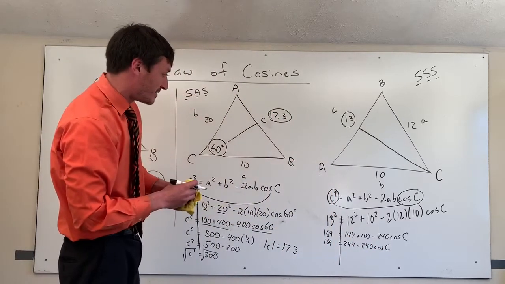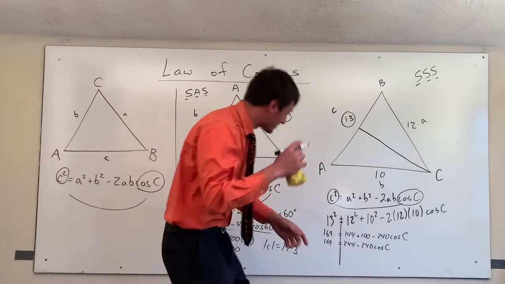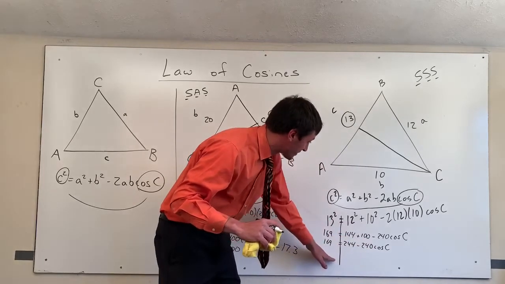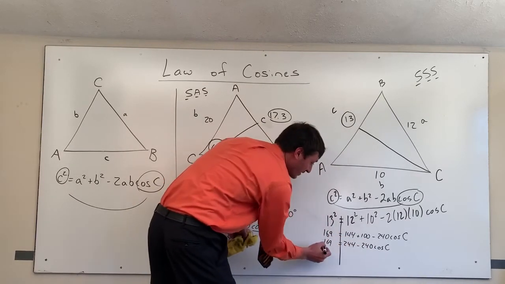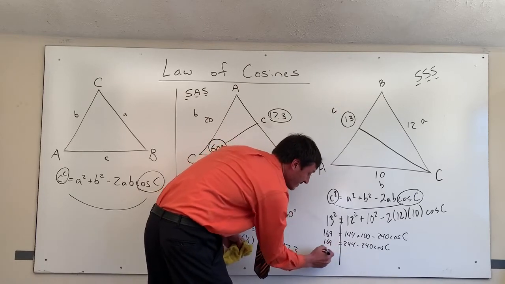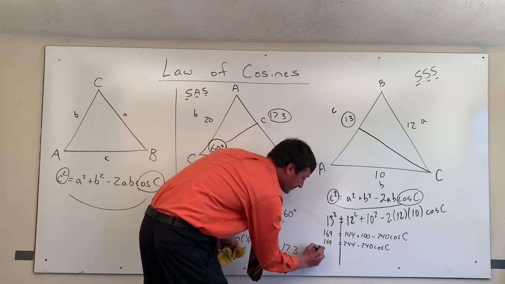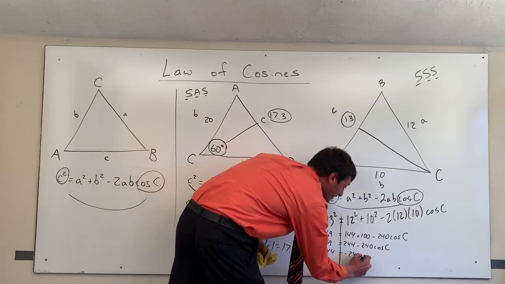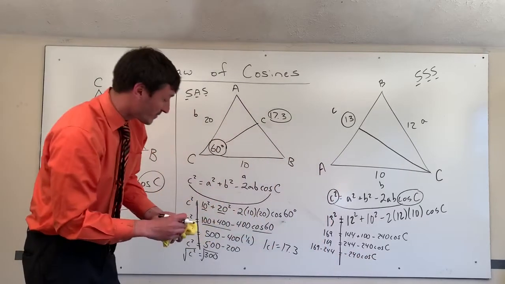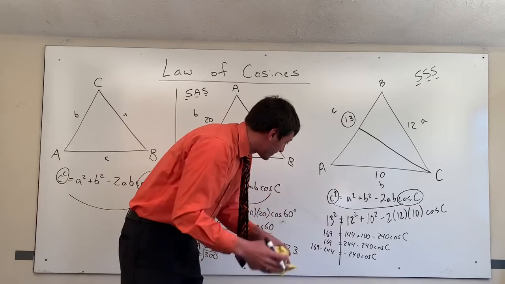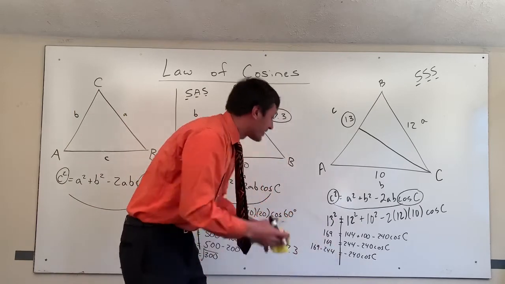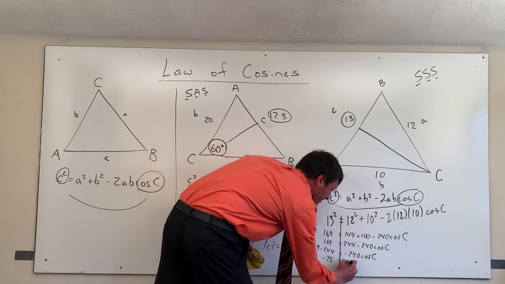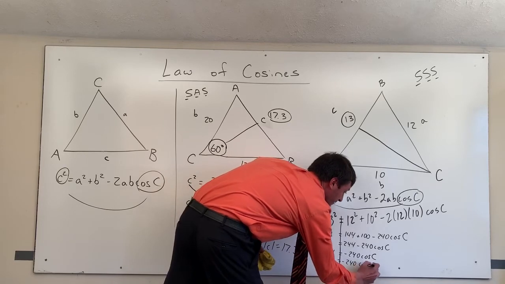And I think I'm running out of room here. So what do we have to do first? Well, you're going to have to subtract the 244, and then you're going to have to divide by the negative 240. So let's go. We're going to move the 244 to the other side, so we're going to have 169 minus 244 is equal to negative 240 cosine of angle C. And 169 minus 244 is what? 75? Yes, so we end up with negative 75 is equal to negative 240 cosine of angle C.